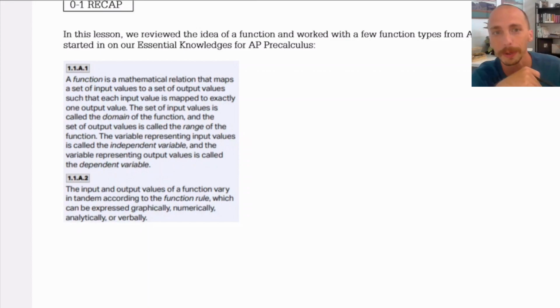I will teach you all the topics and leave you well prepared for all of the possible questions that they might ask on the AP exam. So yeah, we talked about a function and we talked about the input and output values of those functions. We're really just getting started today, but thanks for joining me.